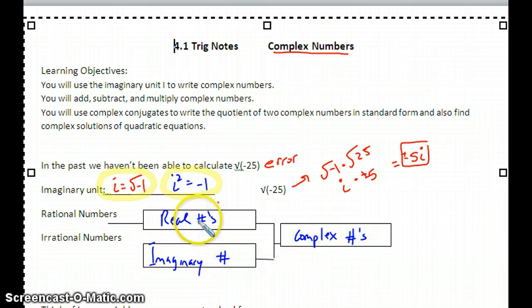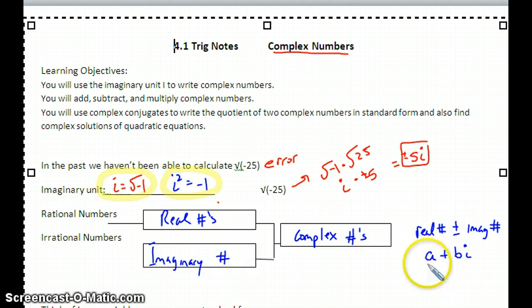So a complex number is a real number plus or minus an imaginary number. We'll write it like this: the real number, then plus or minus the imaginary number. The form that we'll typically write it in is a, being the real number, plus b, which is the imaginary number, and then we put an i next to it to denote that it's imaginary. This is going to be called standard form. Anytime we deal with complex numbers, we want to make sure that we're always writing them in standard form.